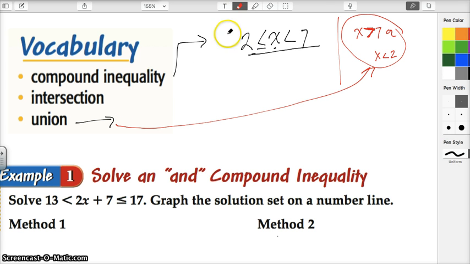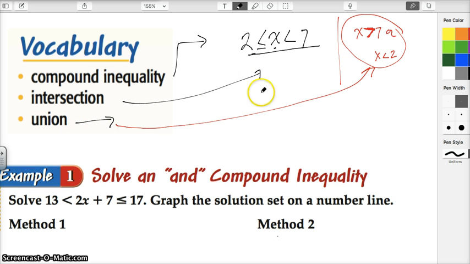So in a sense, let me use the black pen, this is one group of members of the party, all the x values that are greater than 2. And then this is another group of possible members of the party, all the x values that are less than 7. But since we're having our party together, we're going to do the intersection of the two. You have to be both less than 7 and greater than 2 to come to this party. Does that kind of make sense?